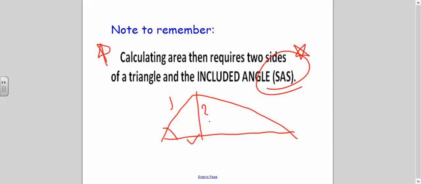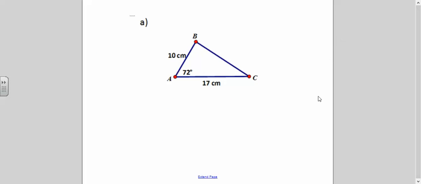So let's look at an example. You might need to get your calculators out, and I'll just write them; I'm not going to calculate all the numbers. So if we have this and we want to find the area, we're going to drop our perpendicular here. So we need our height.